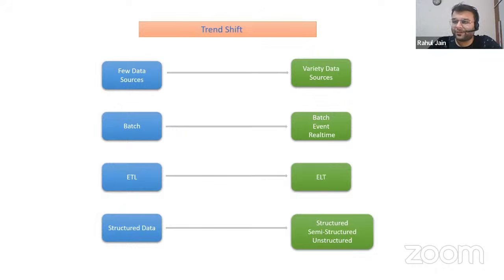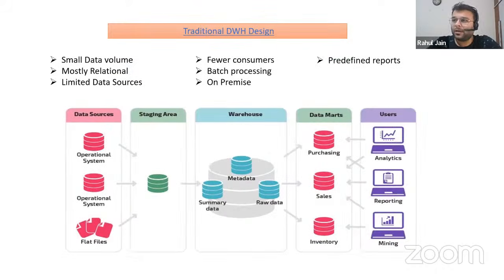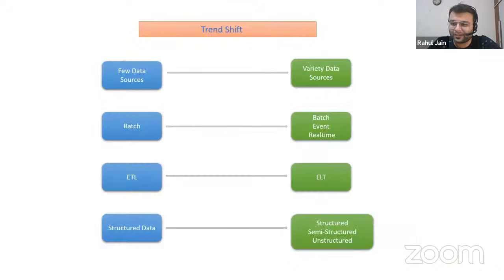Looking at this trend shift, the earlier traditional data warehouse design was not able to fulfill these needs. There are various reasons, because it's not scalable up to that extent, and the tools and technologies which we were using are not compatible with these trend changes. That's why there is a need for modern data warehouse design, and that's what we are going to see in the next slide.